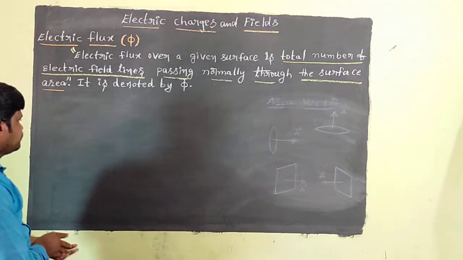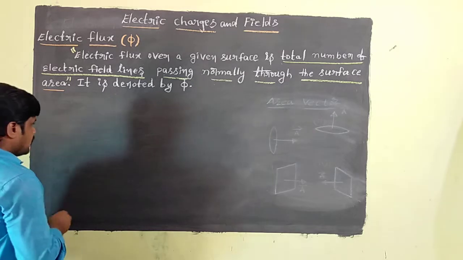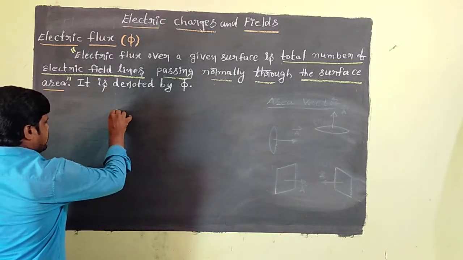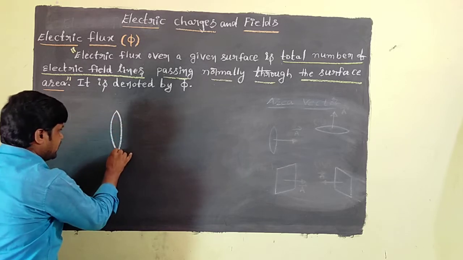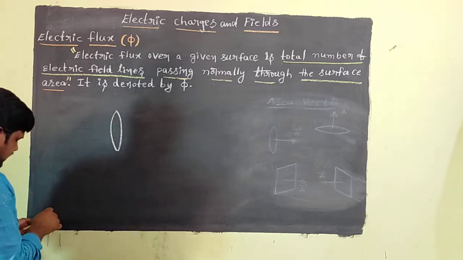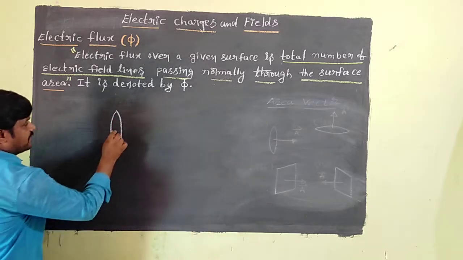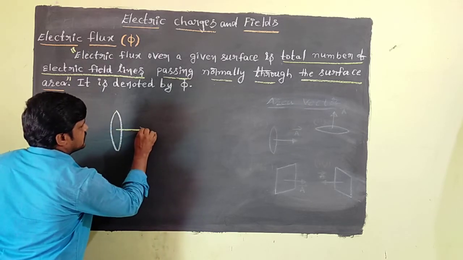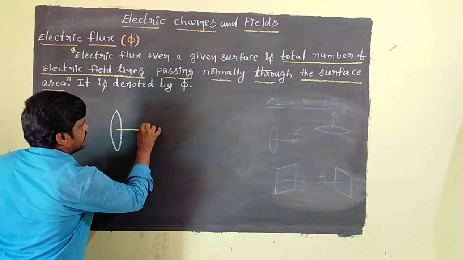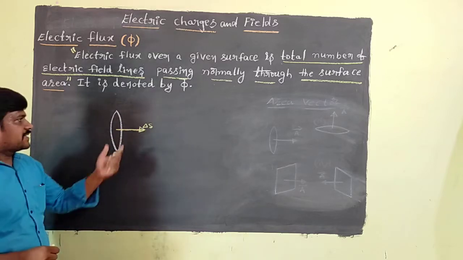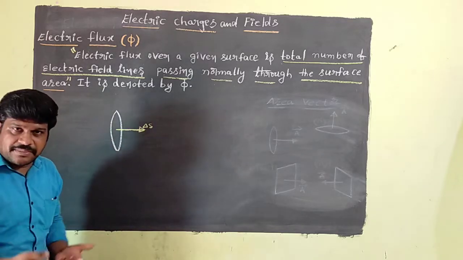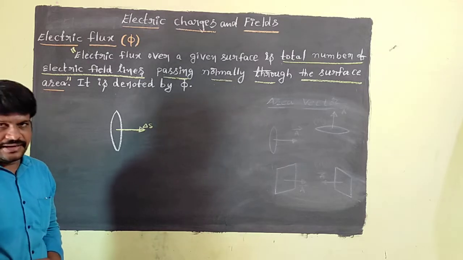I will show how. Now take this, which is the area of the surface. What is the direction of the area vector for this area? The area vector is delta S, which I can take like this. Here S represents area, or area can be represented with a letter also.